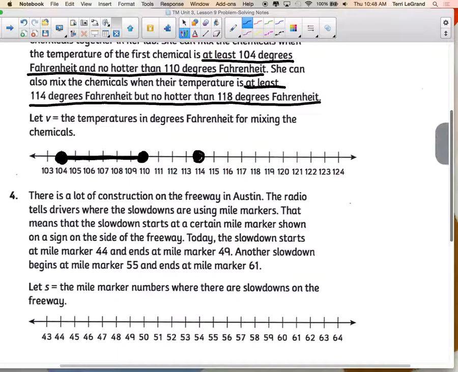But no hotter than 118. Should we shade 118 in? Yes, okay. And so at least 114, but no hotter than, so it stops right there at 118. And our variable this time is what? V. Okay, let's write it out. 104 has to be less than or equal to V. It's the smallest one, and V can also be, or has to be, less than or equal to 110.